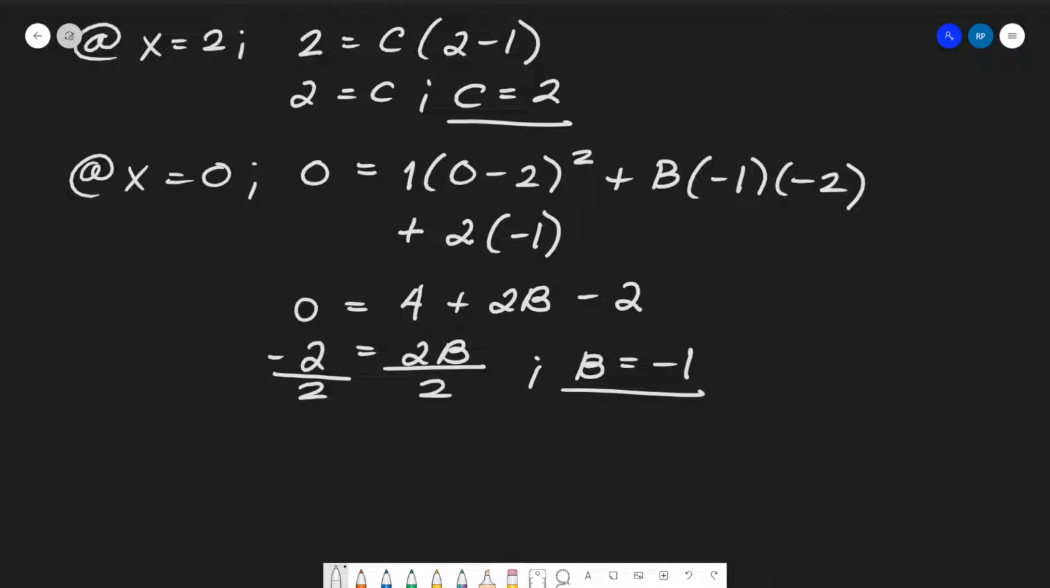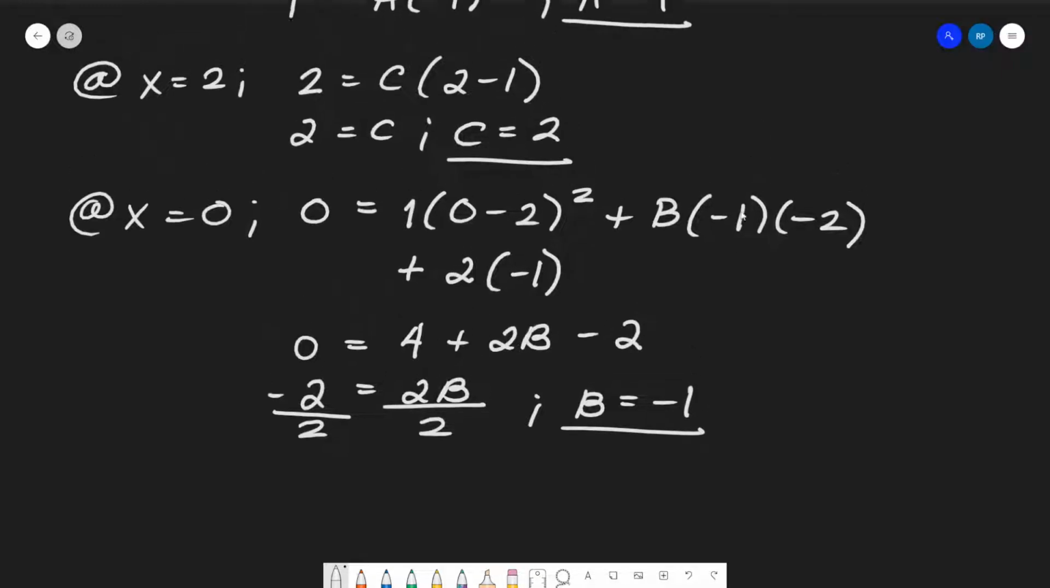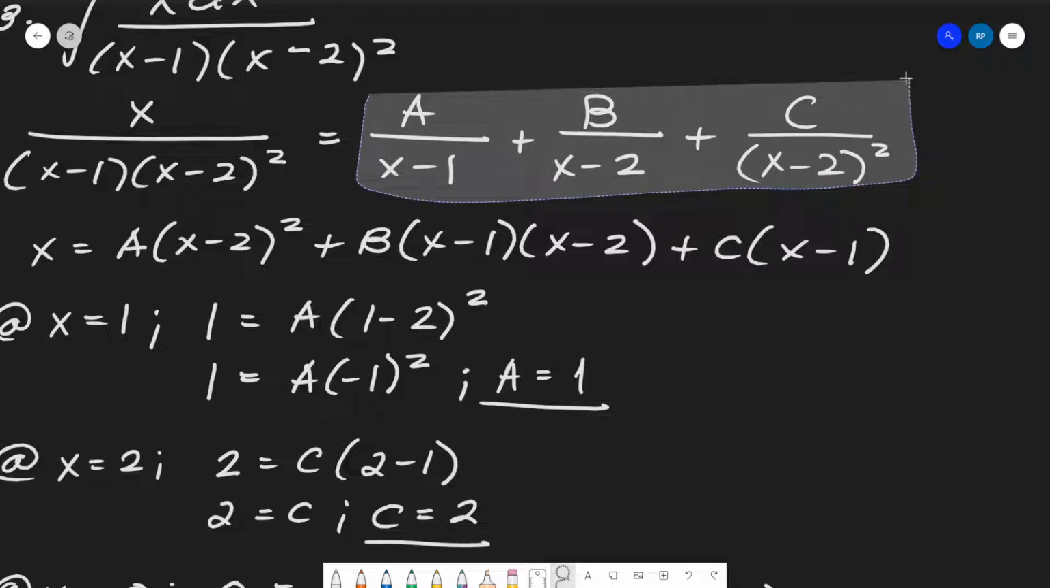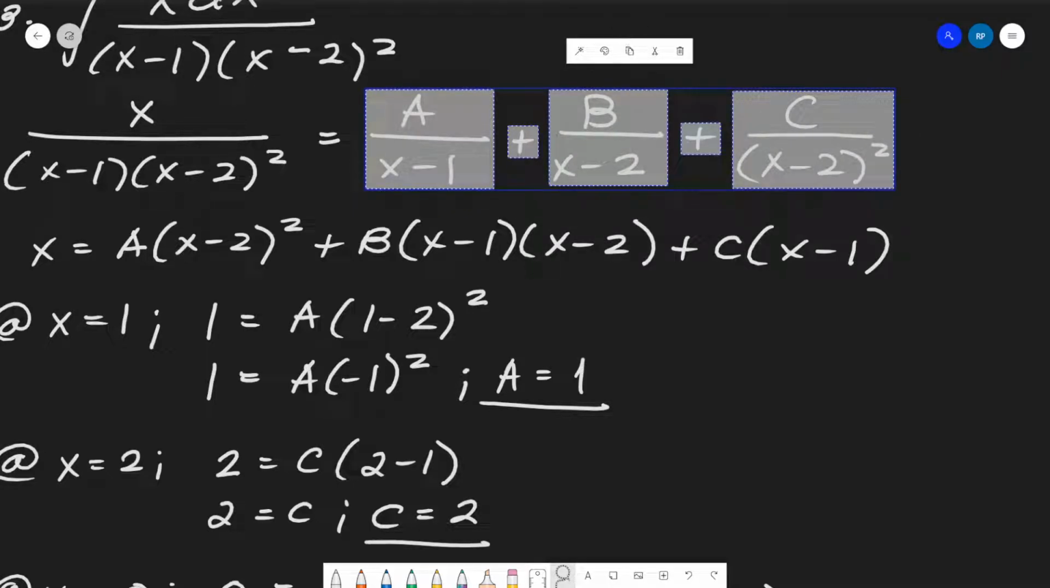Ayan. So, ito na yung mga ipapalit natin ngayon sa numerator. So, from our original, ano nga yung original function natin? We have this. Ilalagay natin siya sa integrand. Ayan, kinopya ko lang.